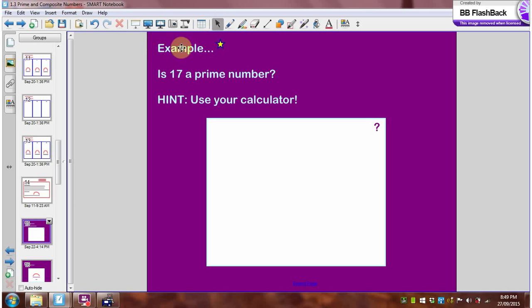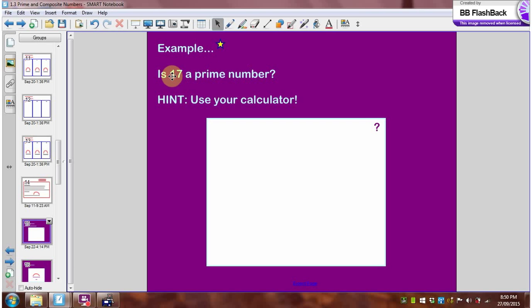Okay, so write this down. We're going to do this example together now. So the example, write that down, is 17 a prime number? Okay, and I want you to write down this hint. Use your calculator. Alright, so write that down in your exercise book. Is 17 a prime number? And the way we check this, all we have to do is check the factors.